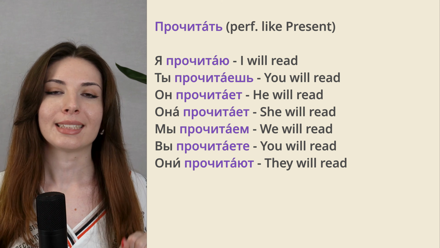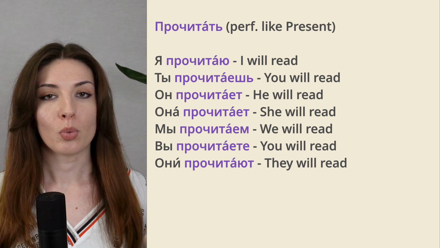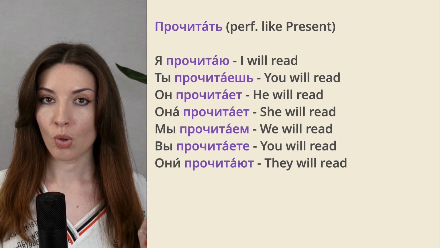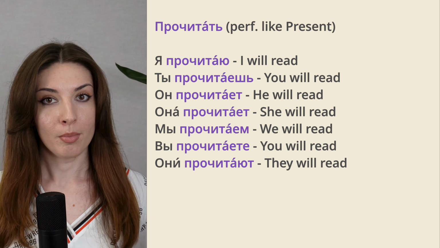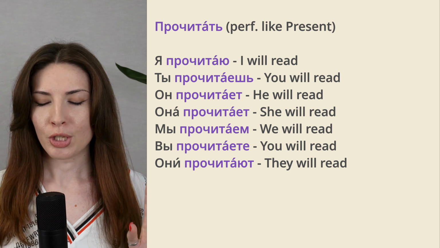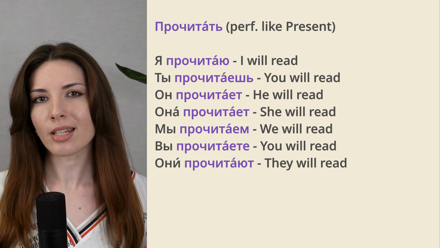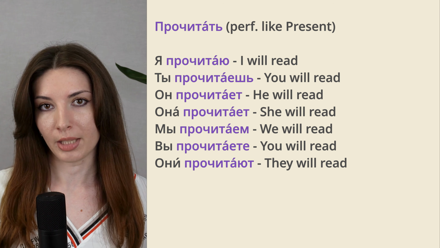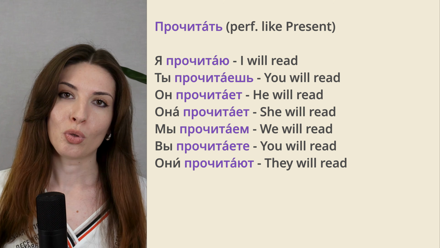So if you already learned the endings for the present tense, congratulations, you don't need to learn the endings for future because they are the same. Let's look at them again and let's take the perfective aspect of читать, which is прочитать. Я прочитаю, ты прочитаешь, он, она прочитает, мы прочитаем, вы прочитаете, они прочитают. Do you see how it can be easy and confusing at the same time? Easy because, yes, it looks exactly like present. Confusing also because of that.